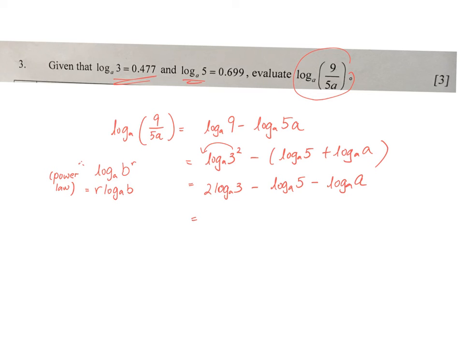2 log_a 3 is basically the answer that we have earlier, which is 0.477, minus log_a 5, which is 0.699, and log_a a is basically just 1, and we obtain our answer to be negative 0.745, to 3 significant figures.